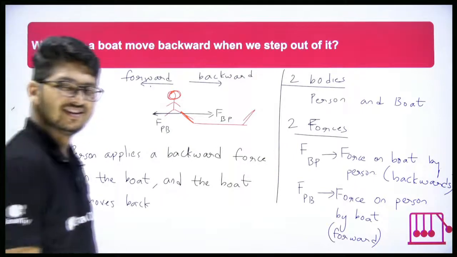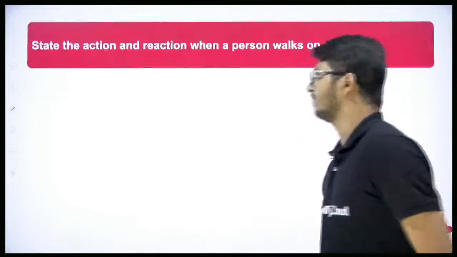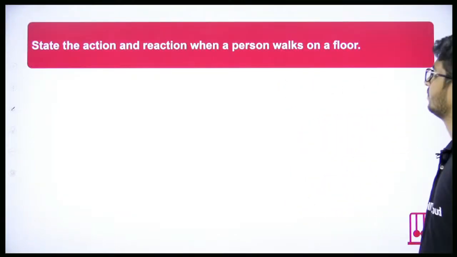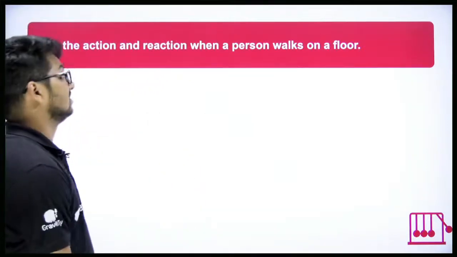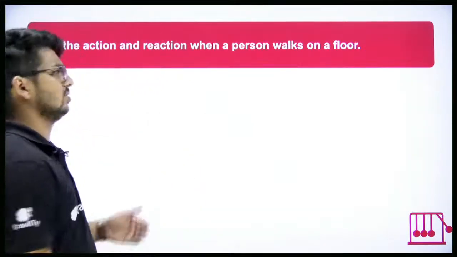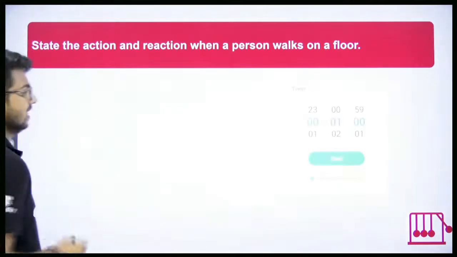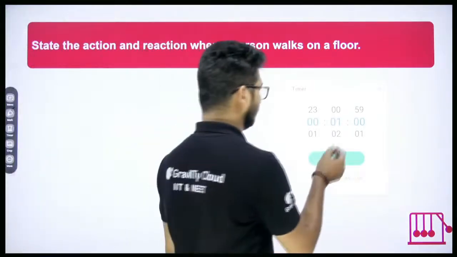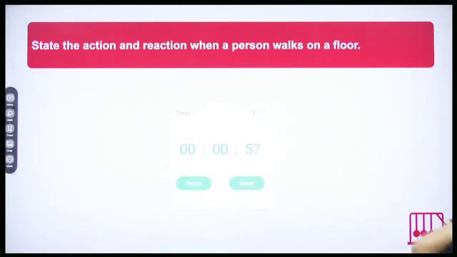Got it? Clear? Good. Let's continue now. Next question. State the action and reaction when a person walks on a floor. I think we almost discussed that now. So you tell me what are the action and reaction. I'll again give you 1 minute of time. So please solve it. Write it down properly.